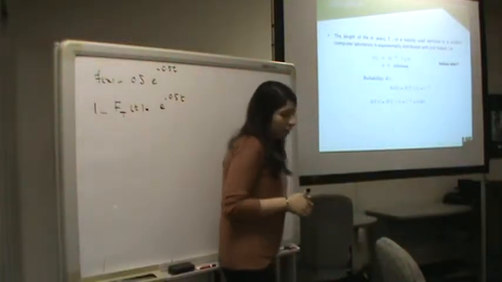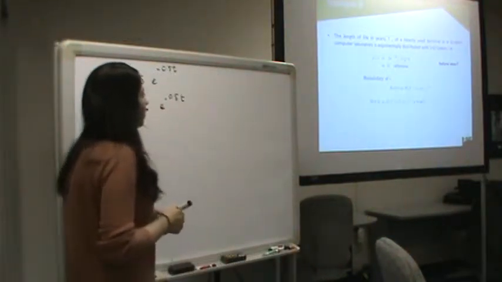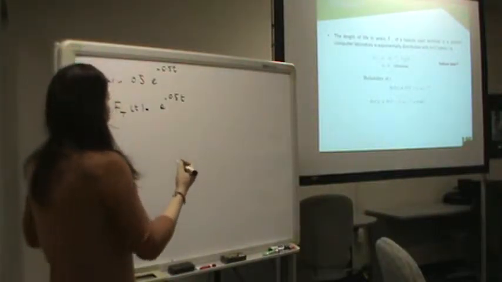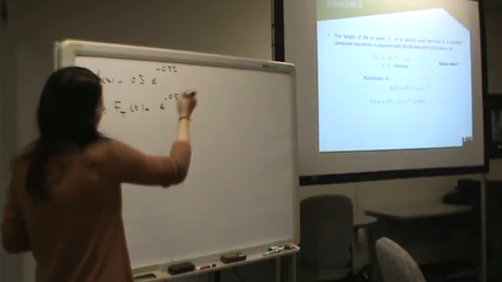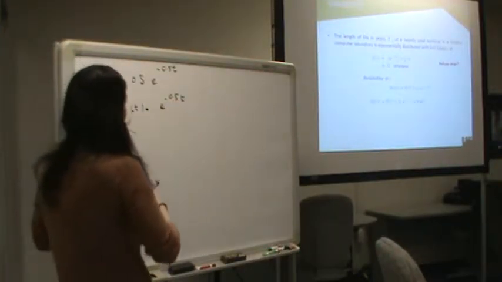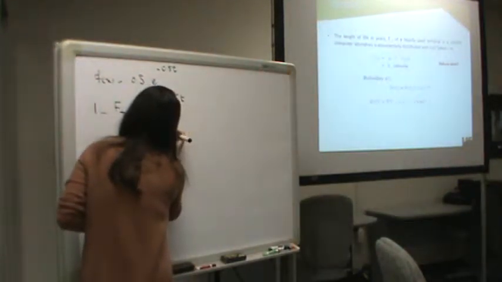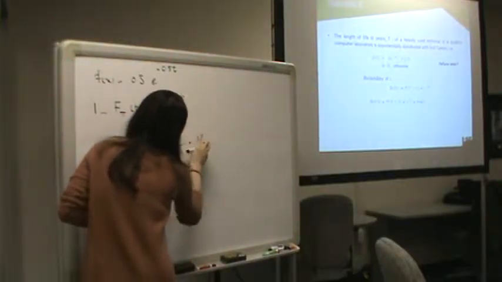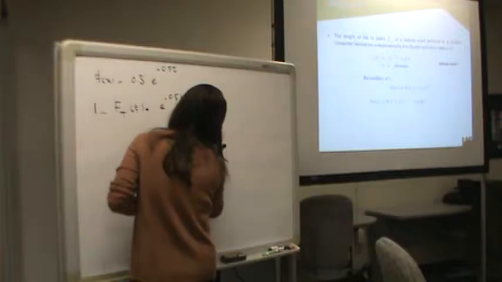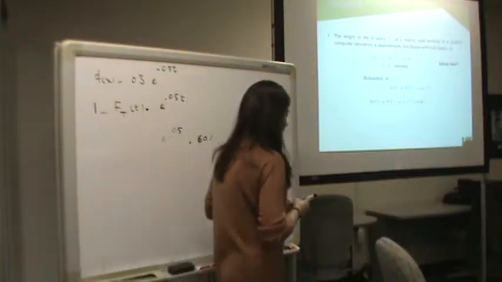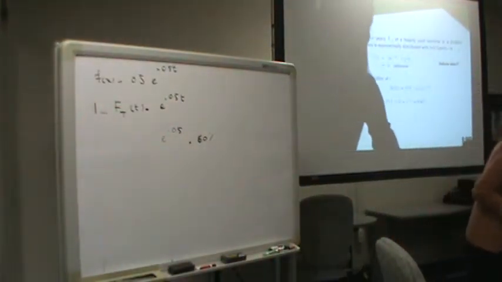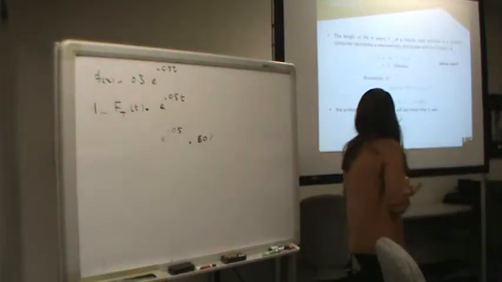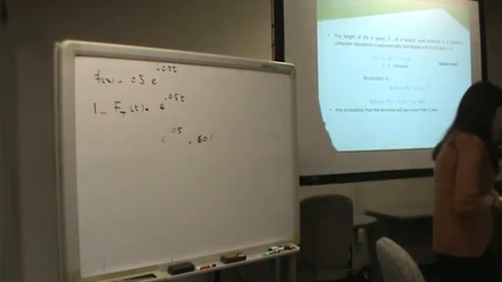And what is the probability of this item lasting more than 1 year? So we're gonna insert 1 year as the small t there, and it's gonna be e to the minus 1, which is 60. So the probability that the terminal will last more than 1 year would be 60%.